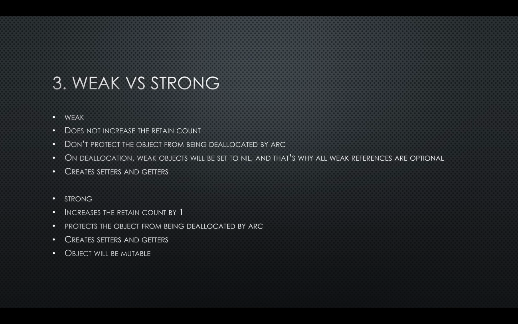So as I said, with ARC, weak objects will be deallocated and set to nil. So that is why weak properties can be optional. What is optional, if you don't know, that is also in the next slide. And weak also creates getters and setters. So weak does not increase the retain count and it can be easily deallocated, whereas strong increases the retain count and it cannot be deallocated by ARC.